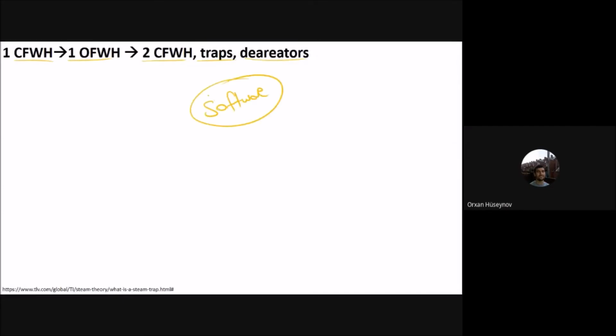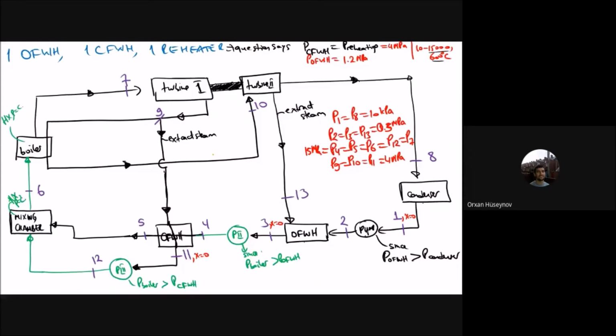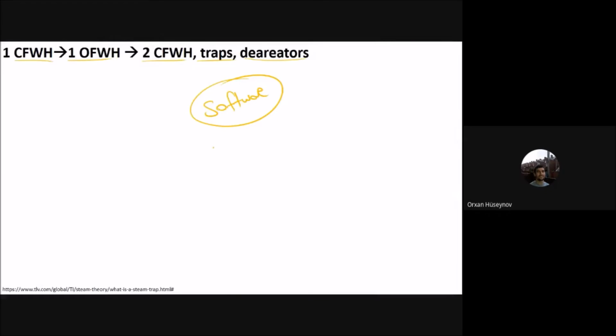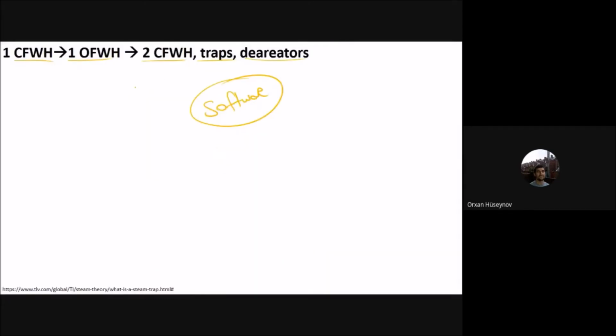Otherwise, even this problem can be complicated if the known values require iterative steps, because it may be possible that you have the known values, but the solution of the problem requires iteration, so trial and error. Therefore, as the complexity of the problem increases, you have to use some software for the drawing of the TS diagram, as well as to find the required enthalpy values.